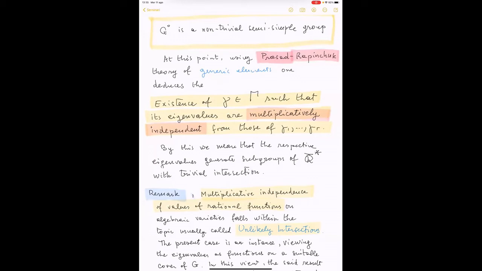And what we prescribe is that, so we prove with this theory of Prasad-Rapinchuk the existence of gamma such that the eigenvalues of gamma are independent of this group. So no power of them lies in this group. No positive power of them lies in the group generated by the eigenvalues of the bounded generators.